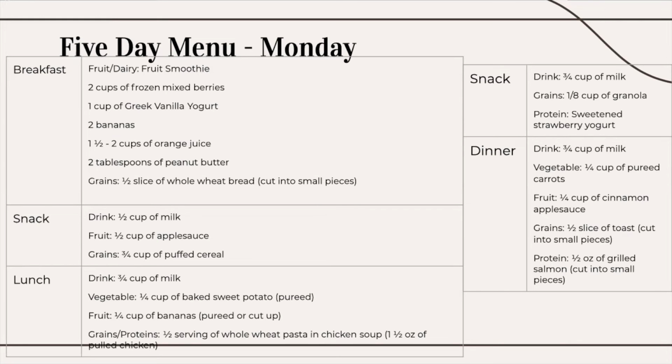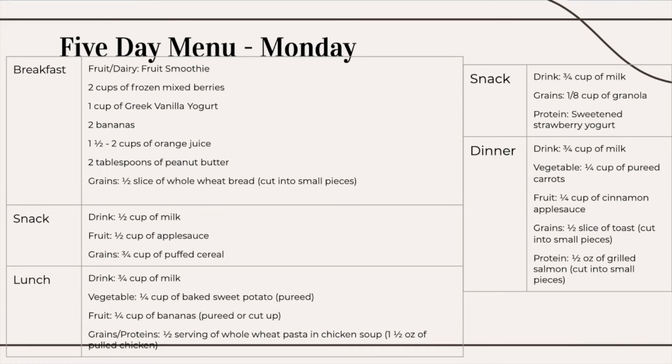For the morning snack, they can have half a cup of milk, half a cup of applesauce, and 3/4 of a cup of puff cereal. And then for lunch, they can have 3/4 cup of milk. Their vegetable can be 1/4 cup of baked sweet potato pureed, and their fruit can be 1/4 cup of banana pureed or cut up, whichever suits the child the best. And then I combined the grains and proteins and did a chicken noodle soup with half a serving of whole wheat pasta, and then 1.5 ounces of pulled chicken for their protein.